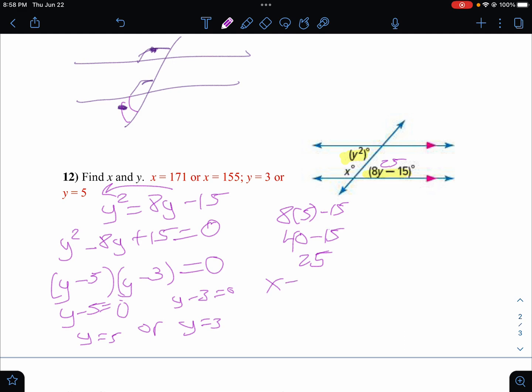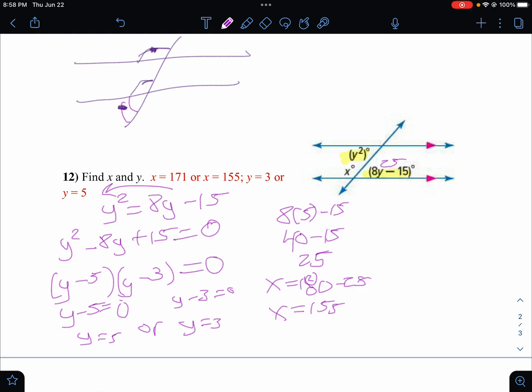So x would be 180 minus 25. Well, 180 minus 25 would be 155, wouldn't it?